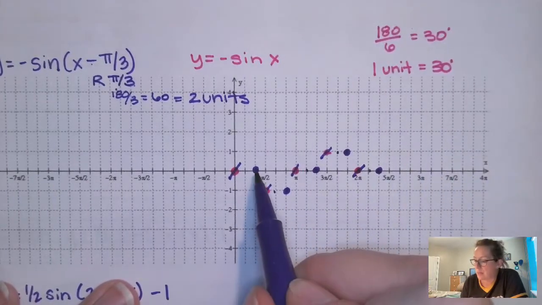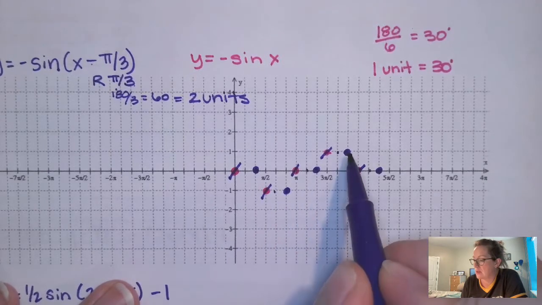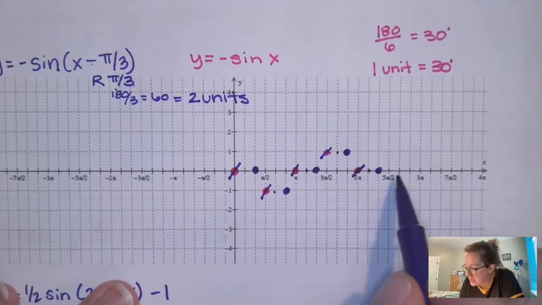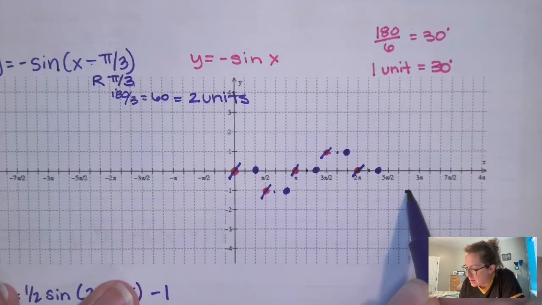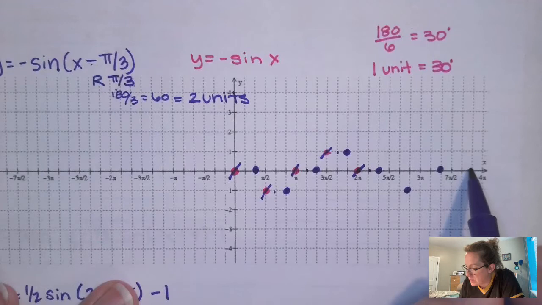So we have our center, low, center, high, center. We said 1, 2, 3. Low, 1, 2, 3. Center, 1, 2, 3.